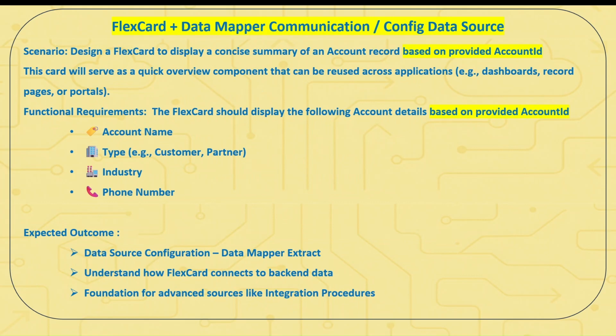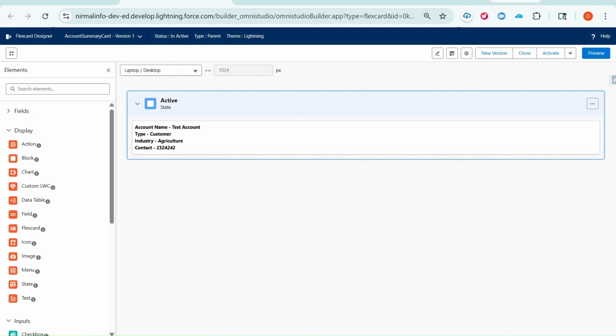Scenario is the same. We need to design an account summary card based on provided account ID. In previous video, we had taken custom JSON. Now we will be provided some account ID. Based on that account ID, we need to fetch data and develop an account summary card. Let's see how we can do it.